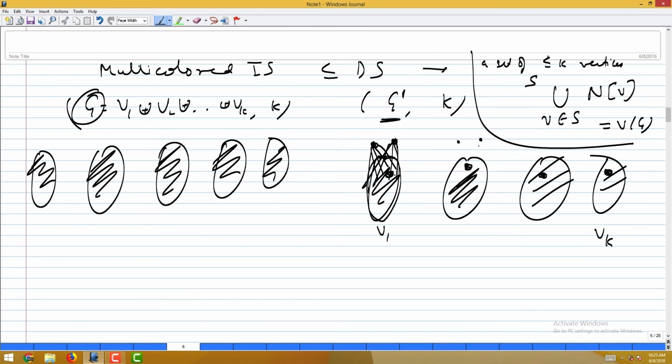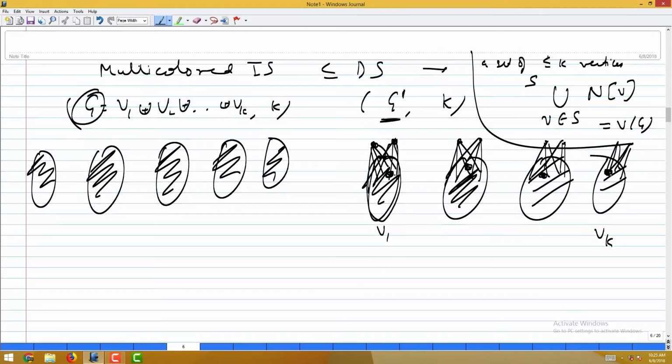Now suppose I did this for all the color classes. For all the color classes, I added two new vertices and I made those two new vertices adjacent to everything in that color class. I did this. And I'm looking for a dominating set of size at most k. Now any dominating set of size at most k, first of all, there is no point of a minimum dominating set of size at most k picking any of these two vertices, because any dominating set of size at most k now has to pick something from each color class, because if it doesn't, then it has to pick both these vertices. That can't happen, right?